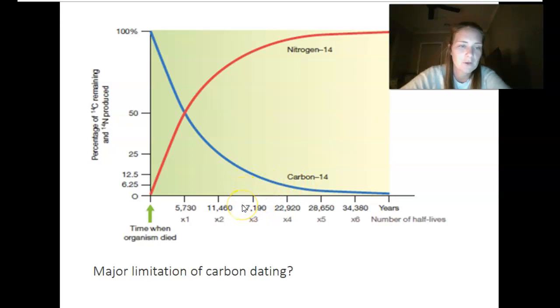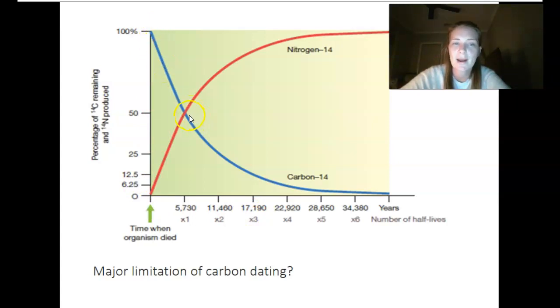So if the fossil has 12.5% of its carbon-14 remaining, we can see that, just following it over, it must have been decomposing for roughly 17,190 years. And that is 3 half-lives of carbon-14. So a half-life is when half of the sample has deteriorated every time.